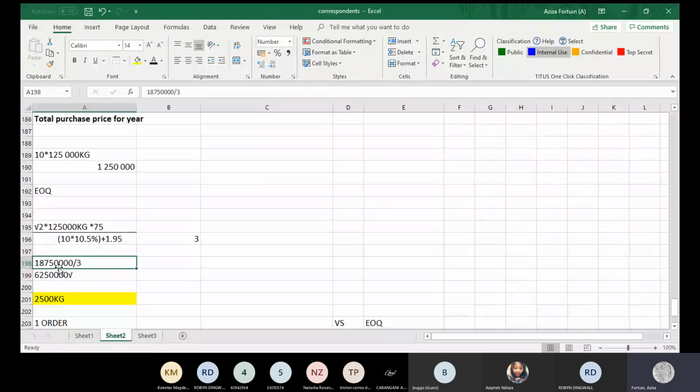The 18,750,000. If you calculate it on your calculator with me, you say 10 times 10.5%, and that gives me 0.105 plus 195 equals 3 Rand. So that is the 3 Rand that we keep on talking about. 18,750,000 divided by 3 equals 6,250,000. When I put that in my calculator with a square root, I get 2,500 kgs on an EOQ order.